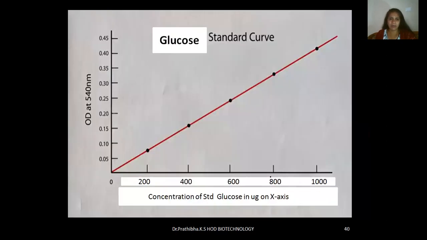Okay, this is the standard glucose curve. Once this is ready, then we can plot this particular unknown sample, and label that as unknown concentration of glucose equal to 600 microgram. Okay, this is the graph sheet. On this graph sheet, you need to plot.